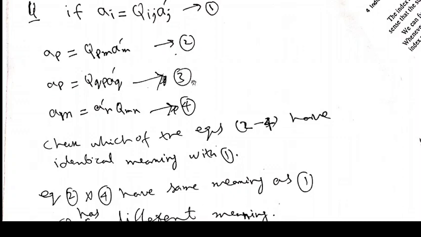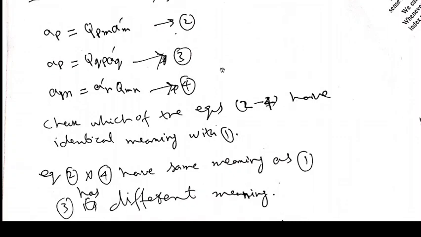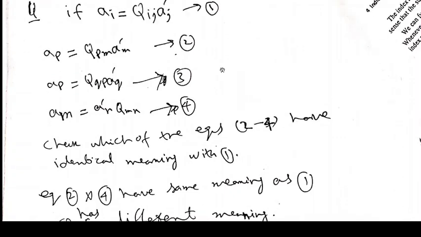Now if you come to equation number 3, you can see that in equation number 1, the free index is at the first position with capital Q, but here we have free index P and dummy index Q, and free index P is at the second position in the subscript of capital Q. So 3 can't have the same meaning as 1 has.